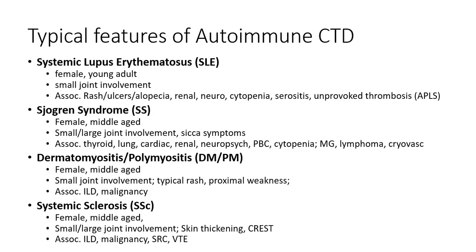One may suspect an underlying autoimmune connective tissue disease when a patient presents with arthralgias, fevers, and other systemic manifestations. And a connective tissue disease is often a differential diagnosis when autoimmune arthritis is suspected. There are four main types of autoimmune connective tissue disease: systemic lupus erythematosus, or SLE, or simply lupus, Sjogren's syndrome, autoimmune myositis, namely dermatomyositis or polymyositis, and systemic sclerosis, otherwise known as scleroderma.